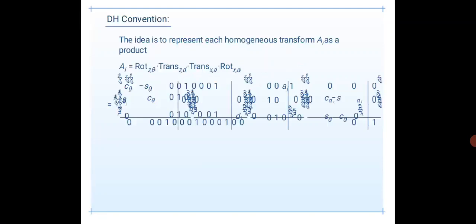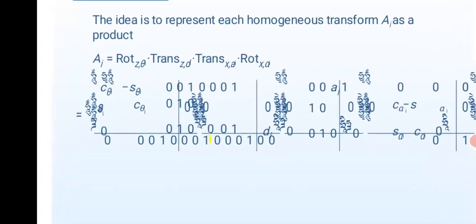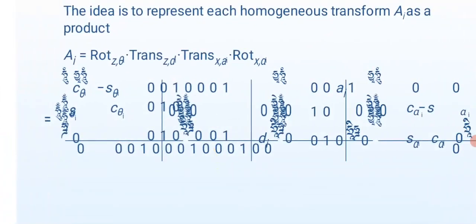And the DH convention. The idea is to represent each homogeneous transform matrix, which is Ai, as a product. You could see here Ai involves two translations and two rotations. Rotation is of course a rotating aspect, whereas translation is a linear movement. That is rotation and linear movement.